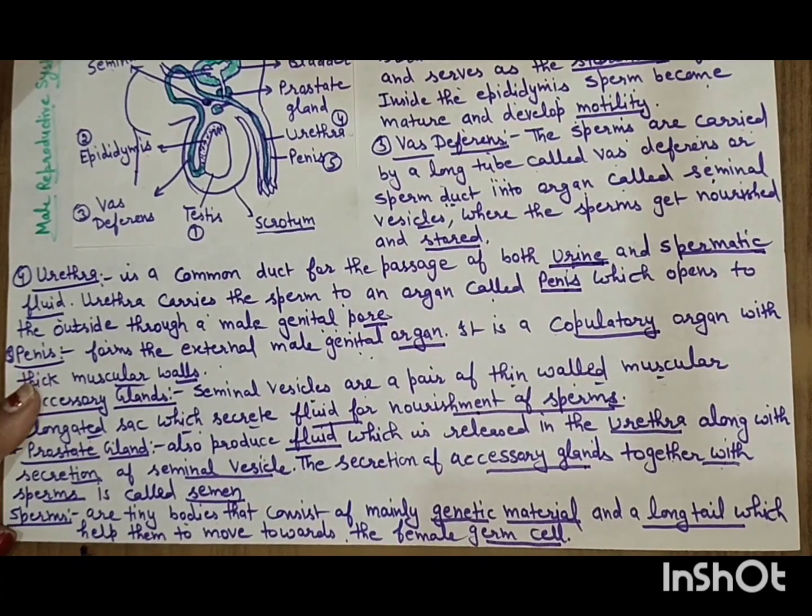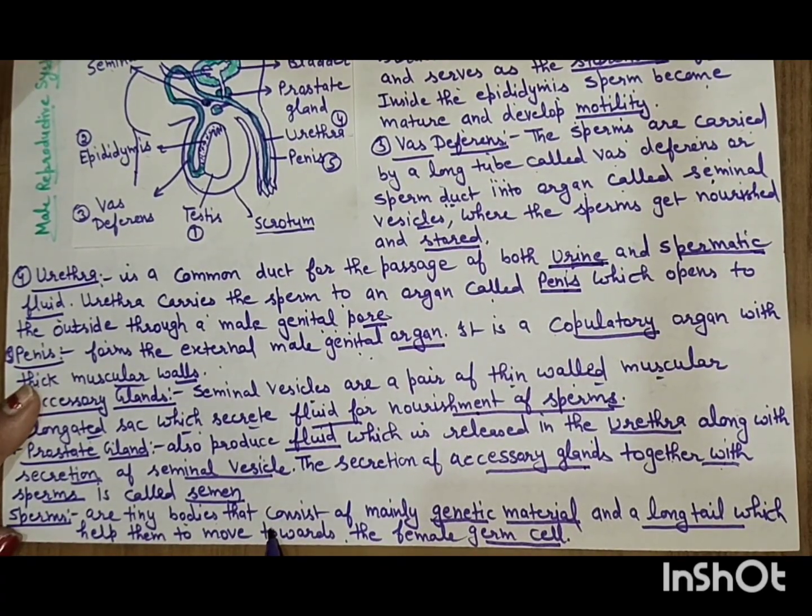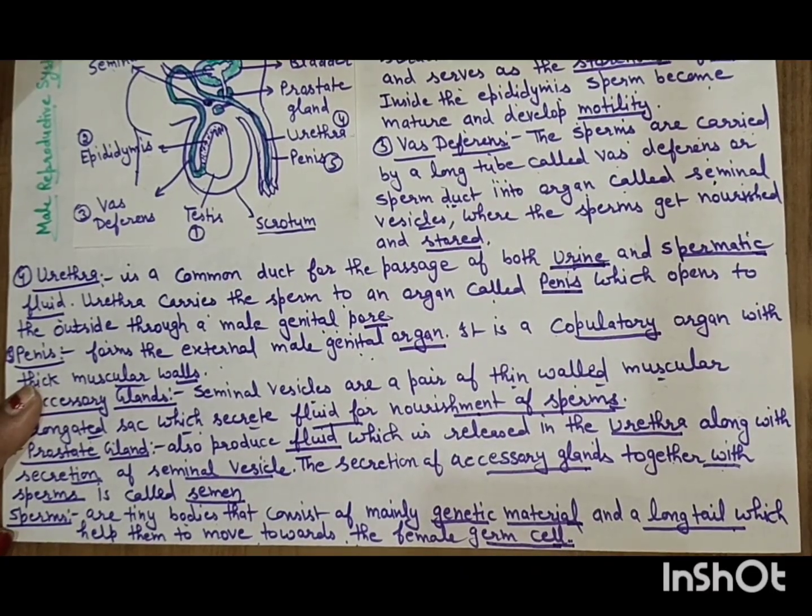Sperm. Sperm are tiny bodies that consist mainly of genetic material, and they have a long tail, which helps them move towards the female germ cell and helps in fertilization.